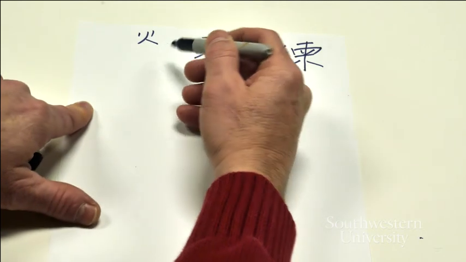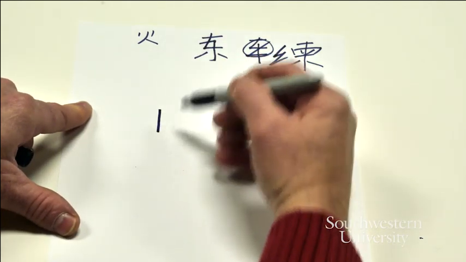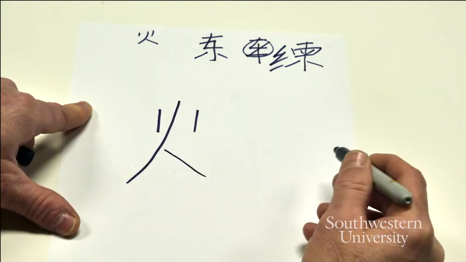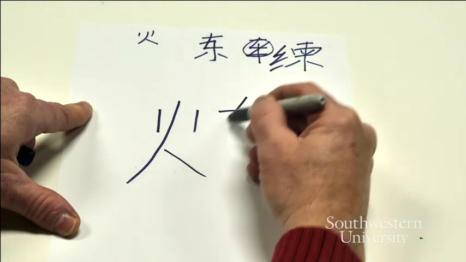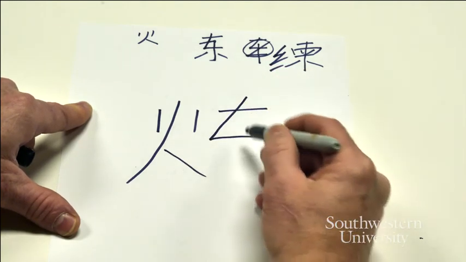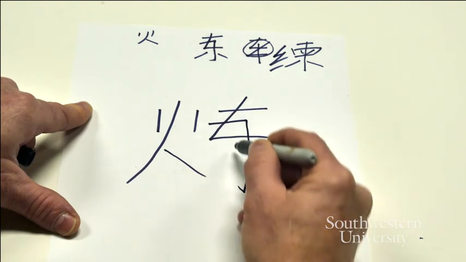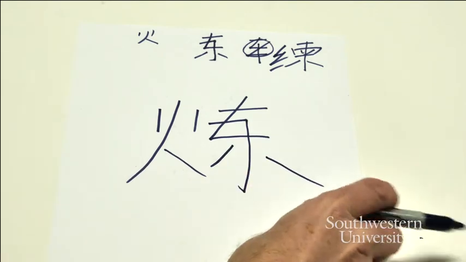This is lian, as in to forge or build. Then crossing over. Lian.